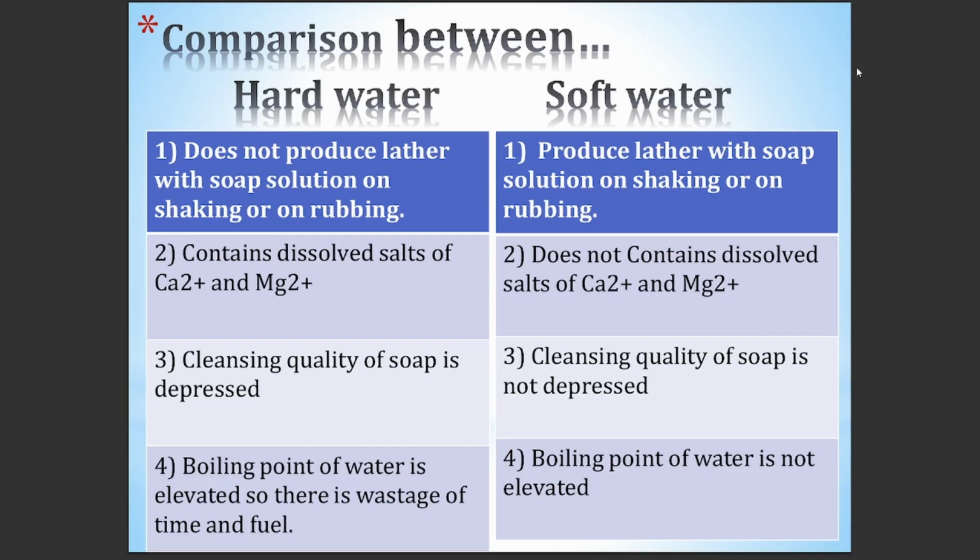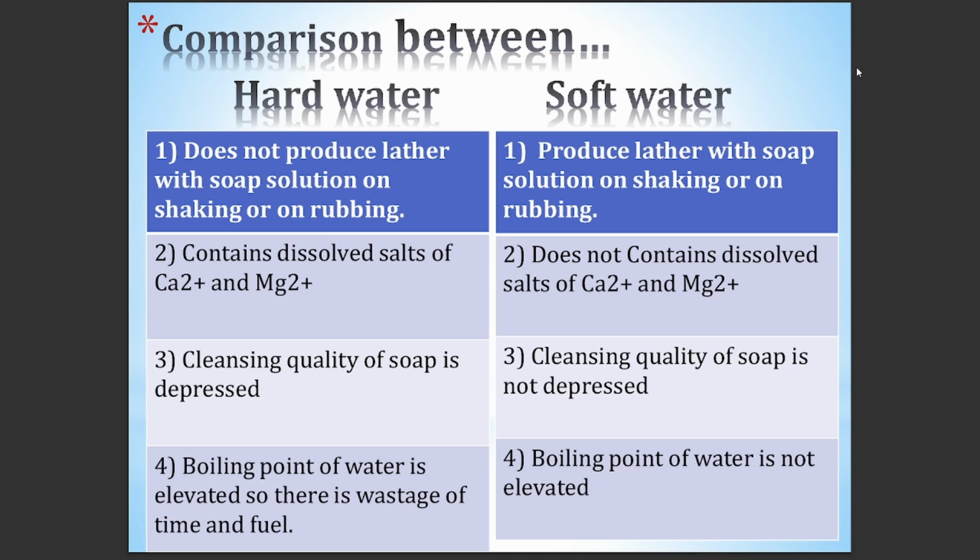This is a comparison between hard water and soft water. Hard water is water which contains dissolved salts, and soft water is one which does not contain dissolved salts. So how does this affect the quality of water? See, hard water does not produce lather with the soap solution on shaking or on rubbing. On the contrary, soft water produces lather with the soap solution on shaking or on rubbing.